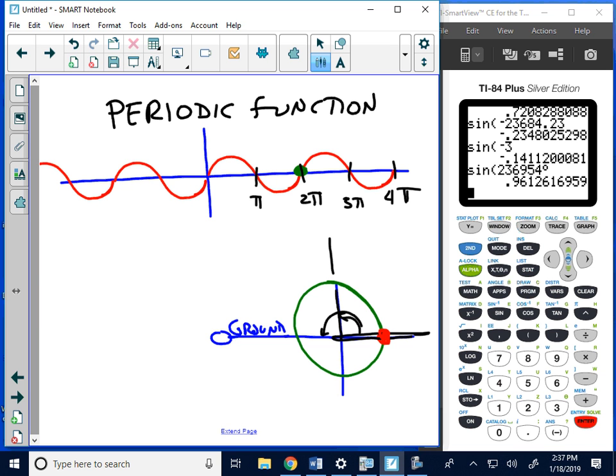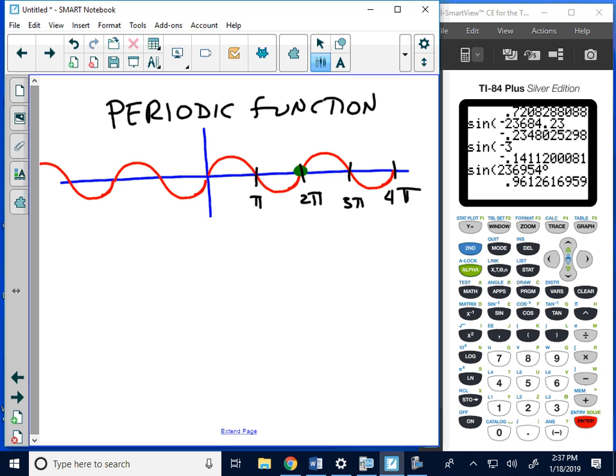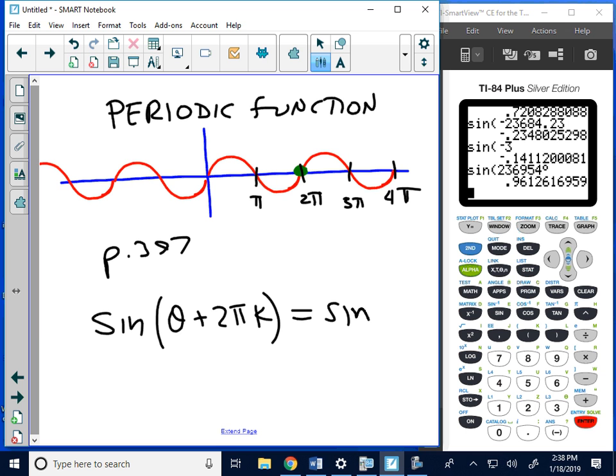Probably one of the more confusing things in your book when you read it. It's on page 397. And it says the sine of theta plus 2 pi k equals the sine of theta. This is talking about the period of the sine function. K is any integer.